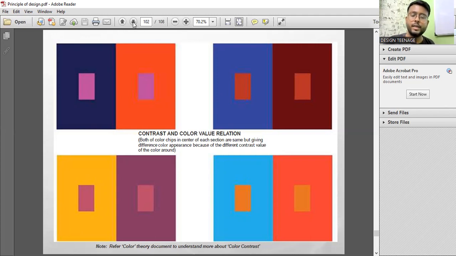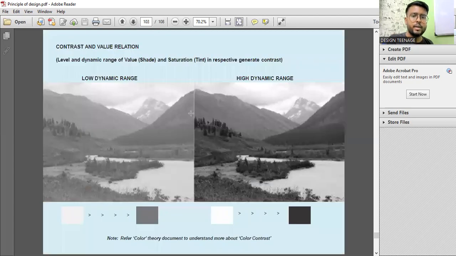Yes. Clear? Over here, you get some color chips to understand how they act, one is good contrast, next one is bad contrast. Low dynamic range and high dynamic range: dynamic range is addition of a gray film. So level and dynamic range are the value of shade, saturation, tint in respect to the greatest contrast. For example, if you have a slight grayish film, everything looks kind of blurry. That is low dynamic. When you see it in high definition, that is known as high dynamic range.